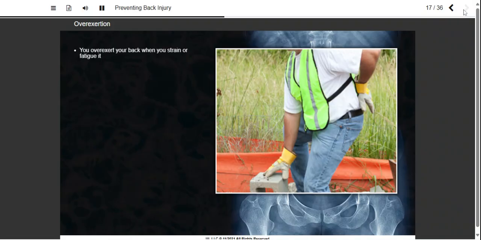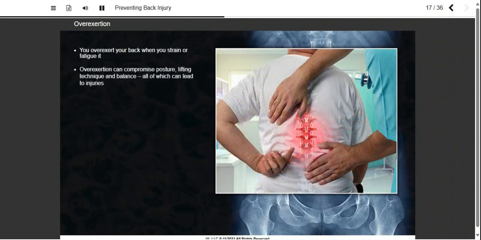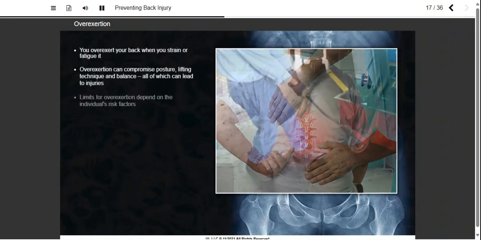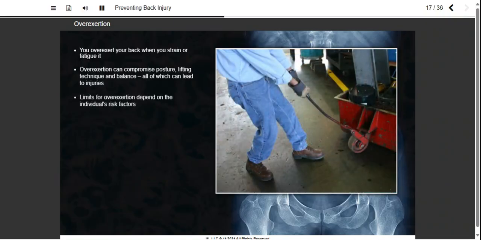Overexertion happens when you strain your back, such as when you lift something much too heavy, or when you fatigue it, such as when you don't take adequate breaks. Fatigued core and back support muscles can compromise our posture, lifting technique, and make us less able to cope with unexpected job demands. What may overexert the back depends on the risk factors of the individual in question.